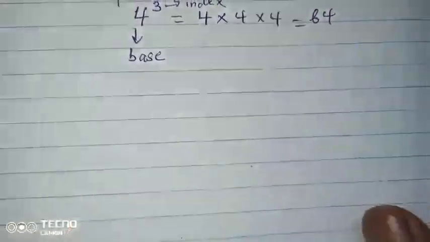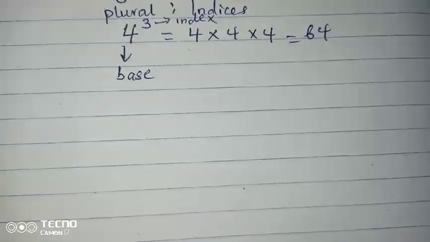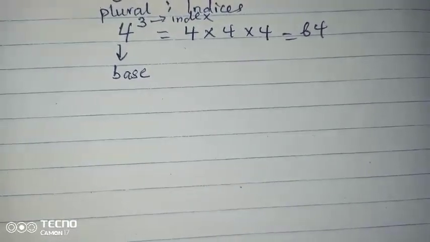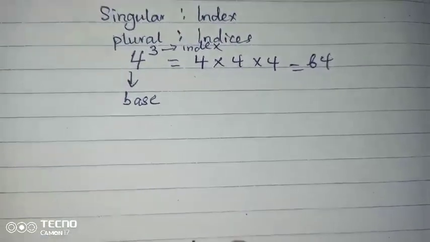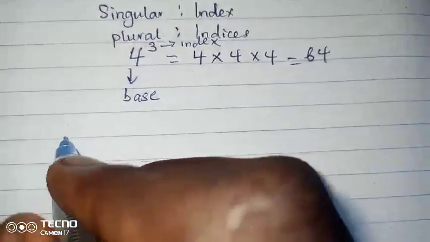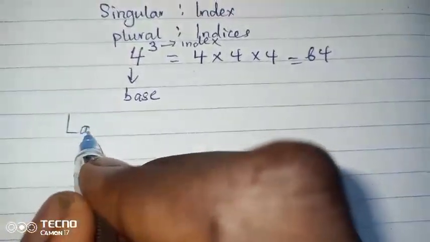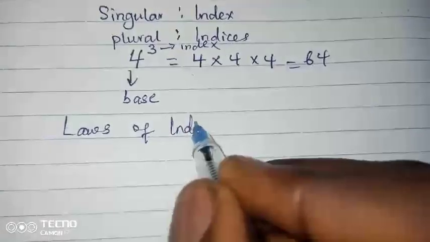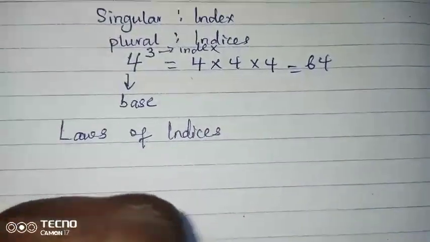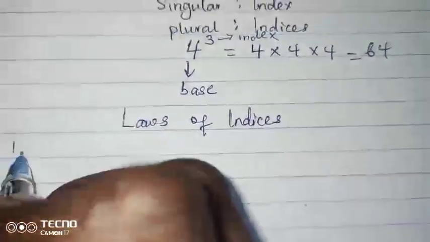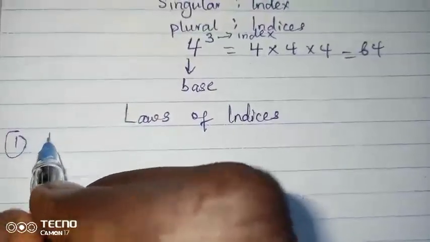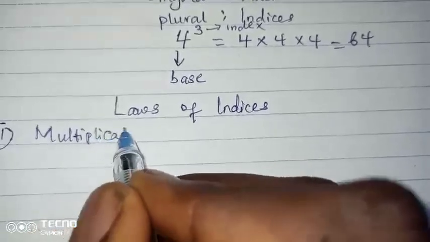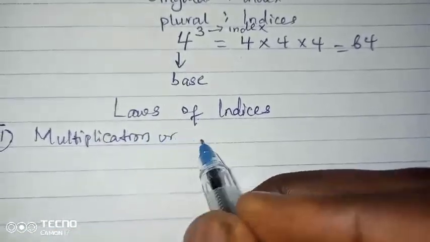Before carrying out basic calculations in indices, we need to know some fundamental laws which will help us in performing the calculations. So we're going to be listing out those laws. Laws of indices. The first law we'll be looking at is the multiplication or product law.